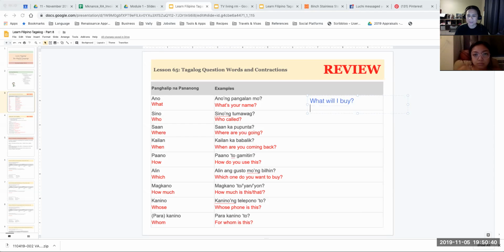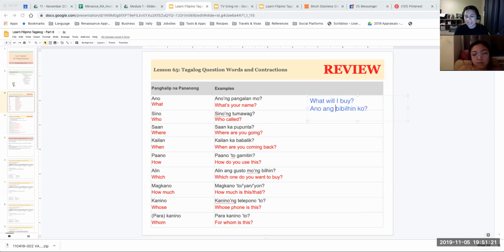But what are we going to use? Let's break it down first. If you want to say, I will buy, we're talking about what will you buy? Let me take it back. If I translate this into Tagalog, I'll do it first. What is ano? Ano, what will I buy? Ano ang bibilhin ko?